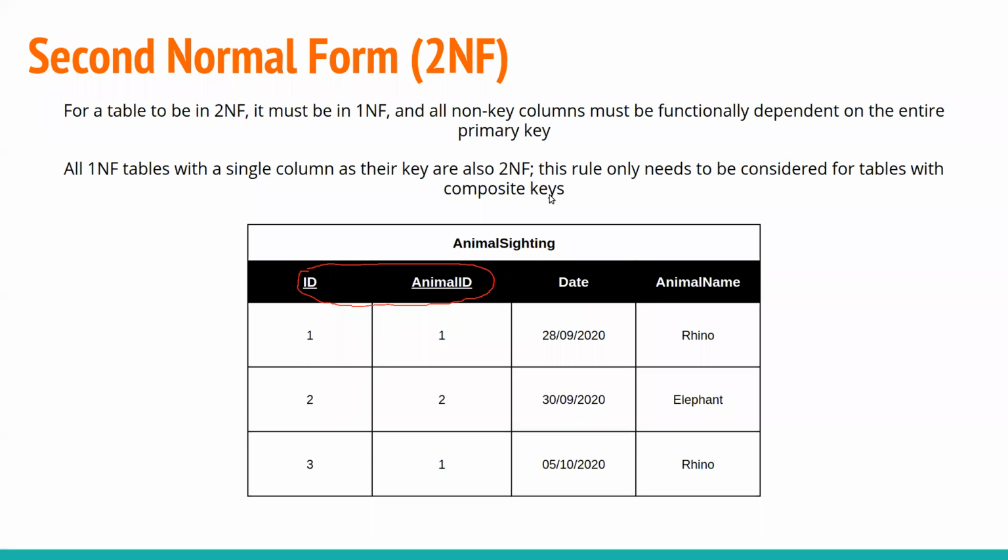We can't automatically assume that this is in second normal form. We have to check. So what is it saying? It says all non-key columns must be functionally dependent on the entire primary key. On the entire primary key. I think this is quite similar to the example they gave you in your book. Yeah, over here.